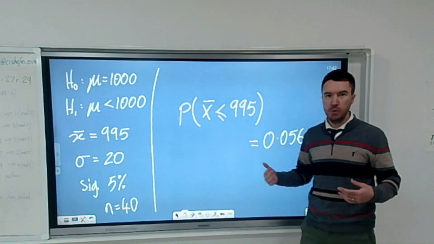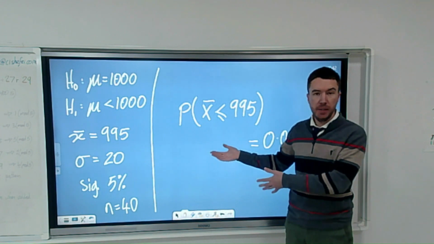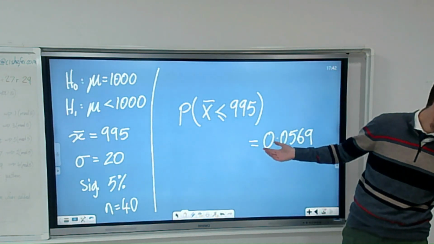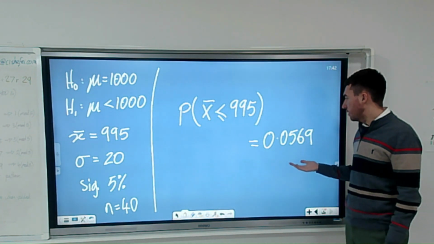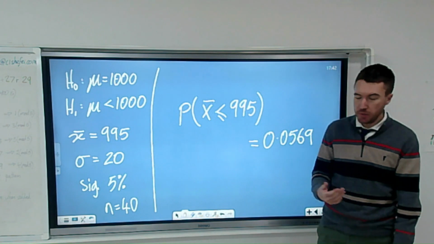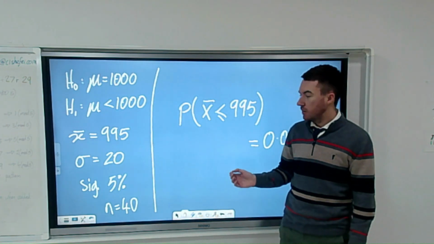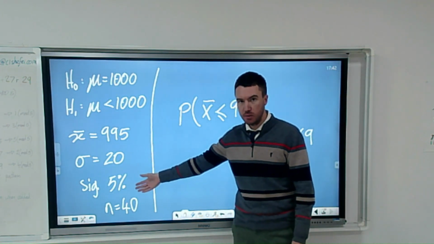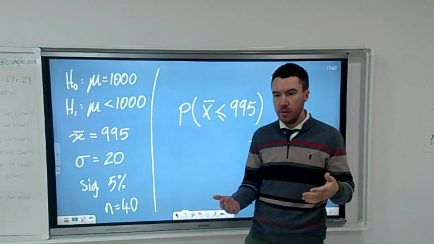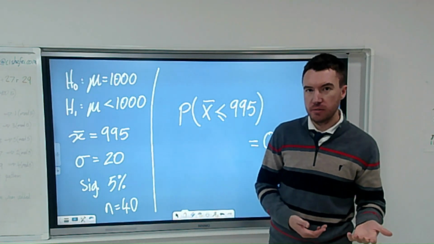So we do, and we want to find the p-value. The probability of less than or equal to 995, and we get our answer as just over 5%. So if the answer is just over 5%, it's not in the critical region, we do not reject our null hypothesis. Now the next question is to find the critical region.